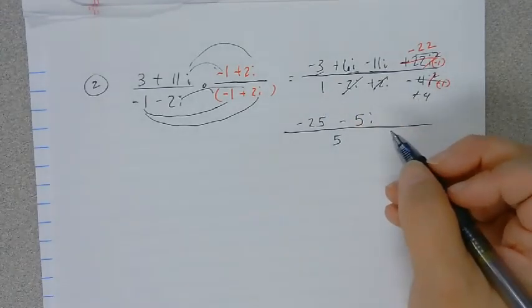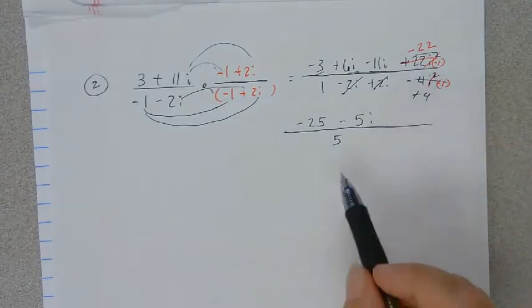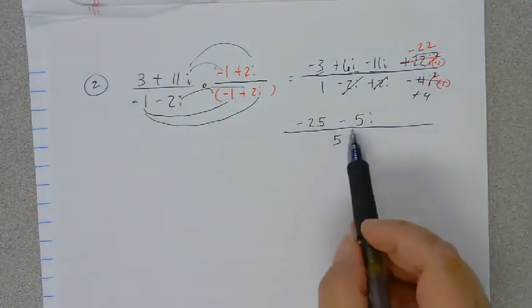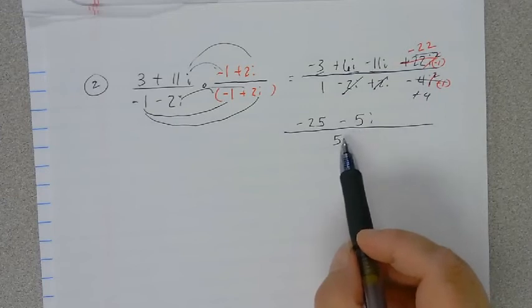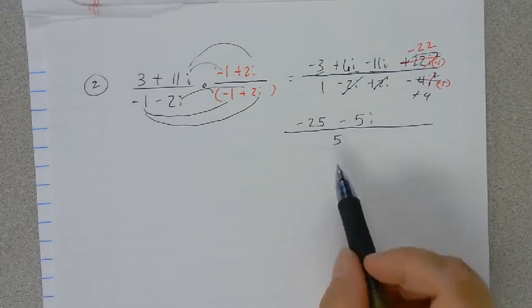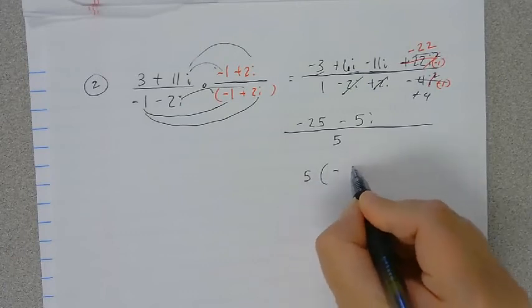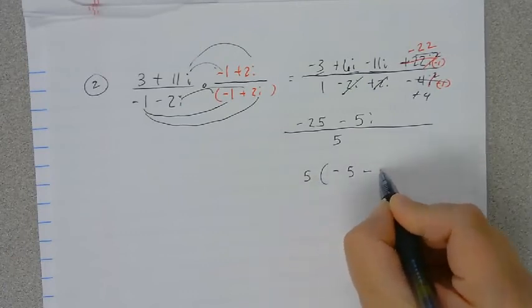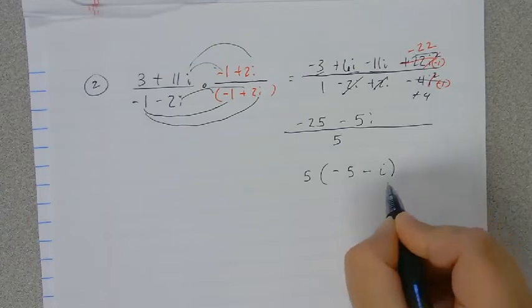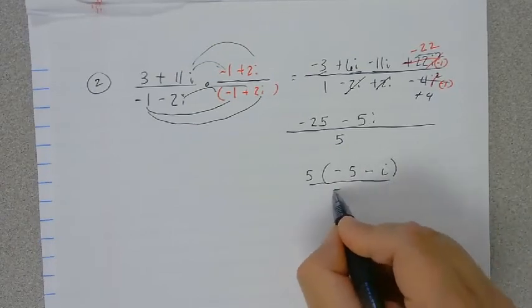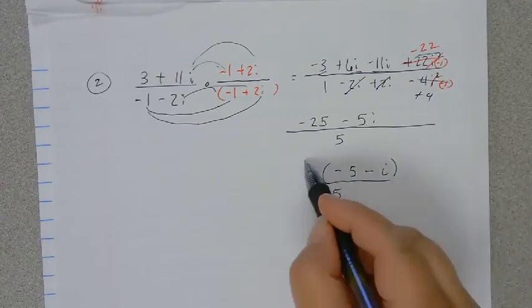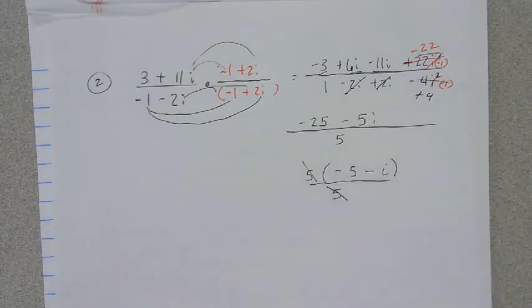Here's what I notice about this one. Do you see how every number in here is divisible by 5? So I can actually reduce this one, and this is why. If on top I factored out a 5, I would get negative 5 minus i left. And on bottom, I just have 5. So when you have a factor on top that's the same as on bottom, they will cancel. So the answer to this problem is just negative 5 minus i.